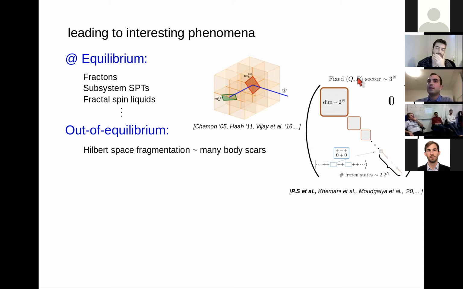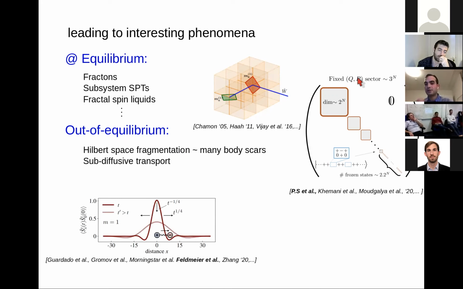The presence of dipole and higher moment conservation has also been shown to lead to sub-diffusive transport of the charge or the spin-spin correlators. This was first nicely found in an experimental work by the Princeton group. Later on, there were a set of different theoretical generalizations or extensions of this behavior.